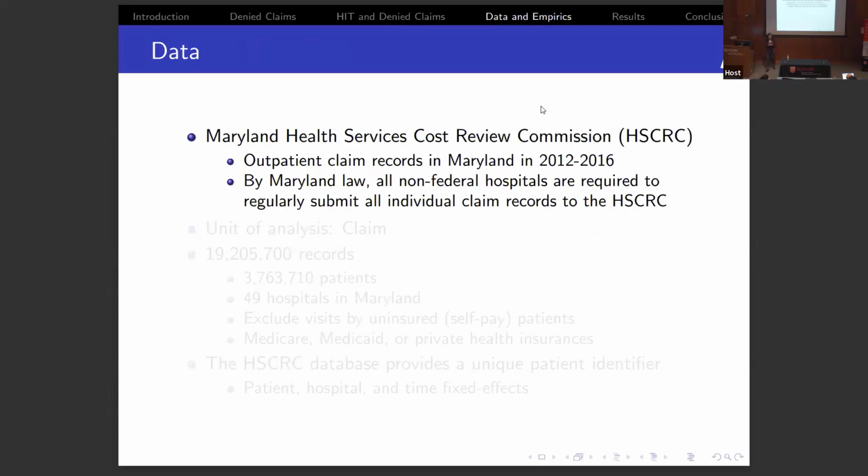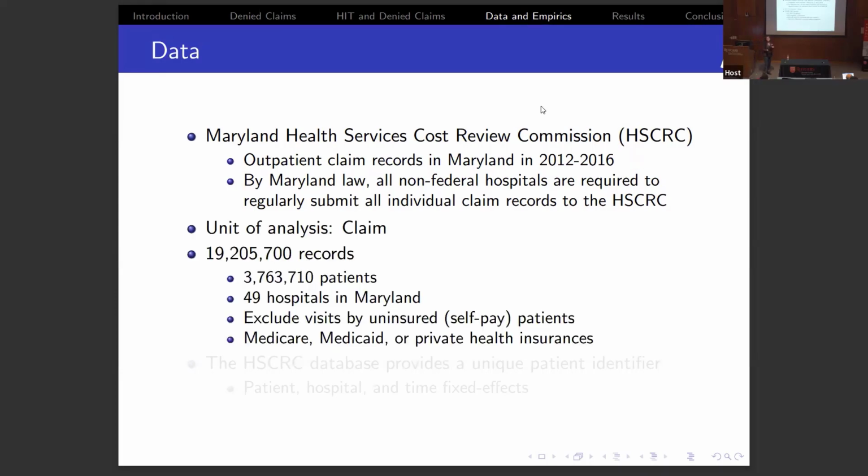So to test these questions, we use data from the state of Maryland. This is all outpatient claim records in Maryland between 2012 and 2016. By Maryland law, all non-federal hospitals have to report this information. Here our unit of analysis is a claim. We have about 19 million claims for about 3.7 million unique patients.